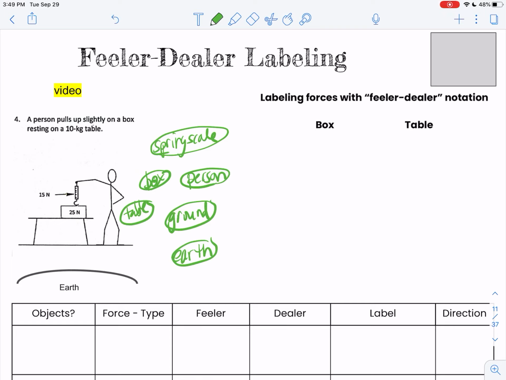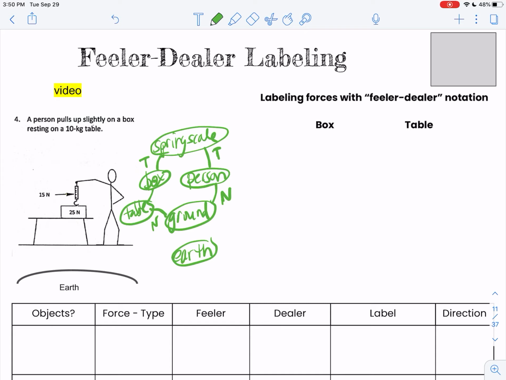The table is on the ground, and that's a normal interaction, like a normal push. The person is on the ground, which is also normal. I'm not going to say any friction here because nobody's really sliding back and forth. Everyone's just standing. The person is holding the spring scale, and I would say he's pulling up on it, so I'd call that a tension. The spring scale is also pulling up on the box, so that's a tension.